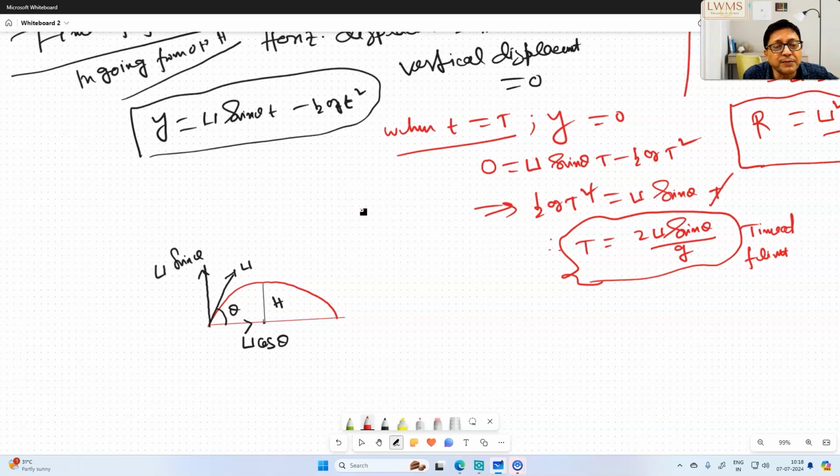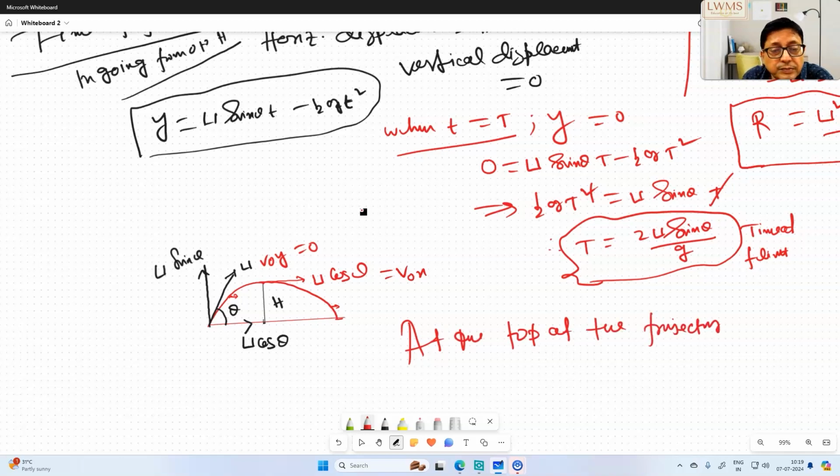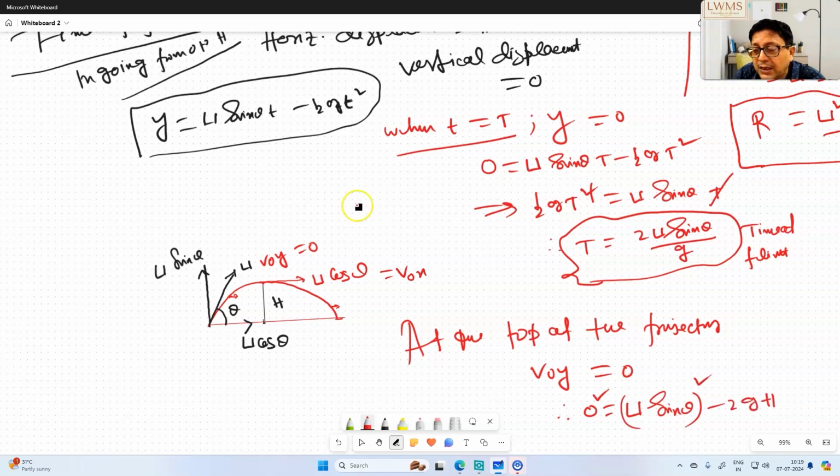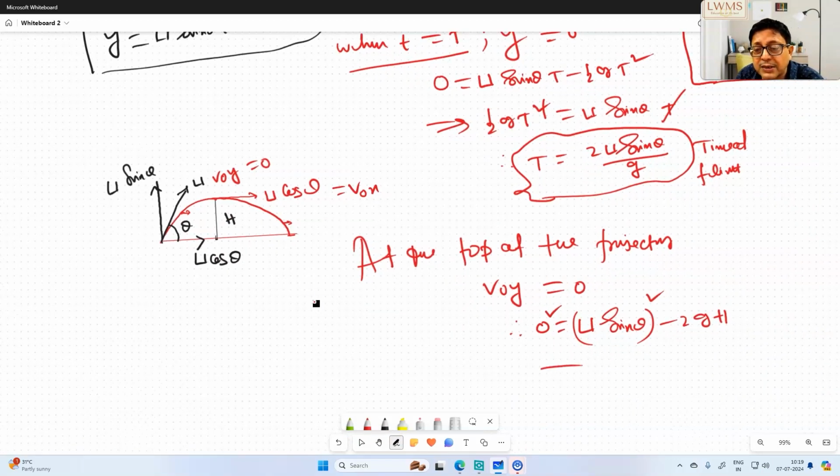So just making one observation here, we'll find that this u cos theta remains the same at all points. Here also, before striking the ground, at every point the horizontal velocity is u cos theta. But the vertical velocity will change. What is the vertical velocity here? This is v0x. Here v0y will be equal to 0. So at the top of the trajectory, v0y equal to 0. So 0 square equal to u sin theta whole square minus 2gh.